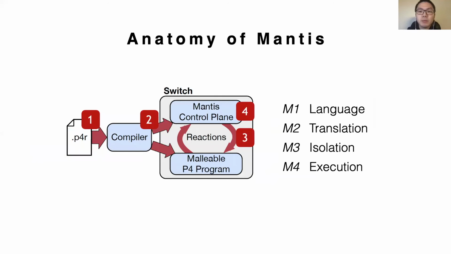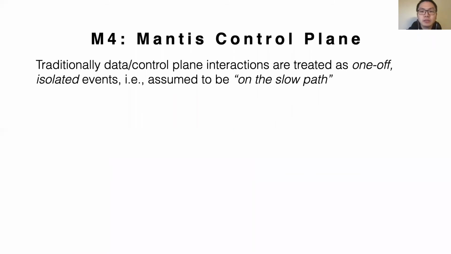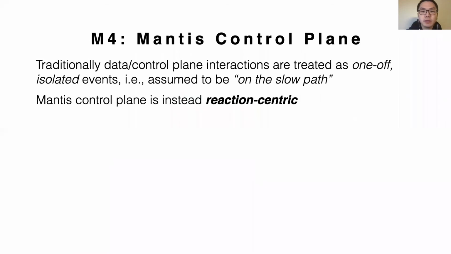Finally, let's talk about the Mantis control plane agent. The Mantis control plane runs on switch onboard CPUs and interacts with the switching ASIC. Modern data center switches already use this CPU for tasks such as routing and configuration. However, these interactions are traditionally assumed to be one-off and asynchronous, that is, on a slow path. Instead, the Mantis control plane is reaction-centric, and therefore includes a number of aggressive optimizations for repeated accesses and updates of the arguments and multiple entities.